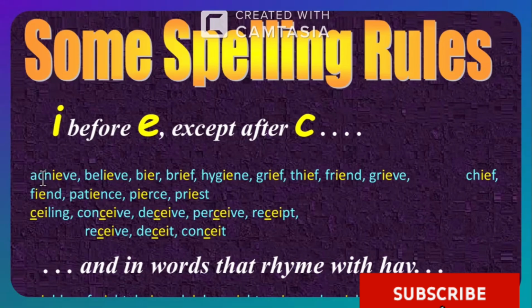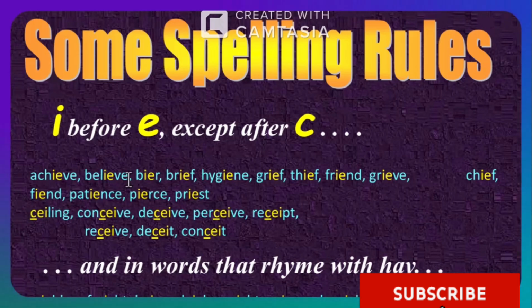So for the first rule, we have examples: achieve. Before, we have I, then we have E. Achieve, believe, bereave, hygiene, grieve, thief, friend, chief, fiend, patient, priest.